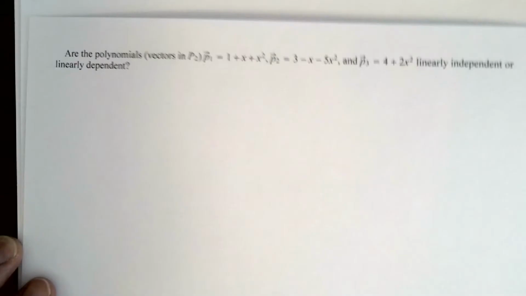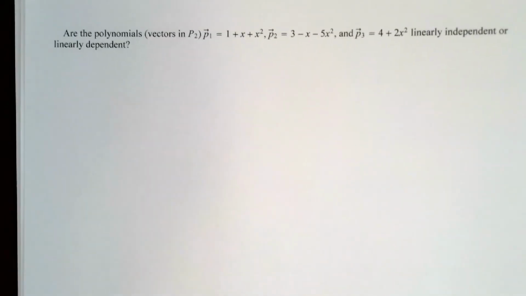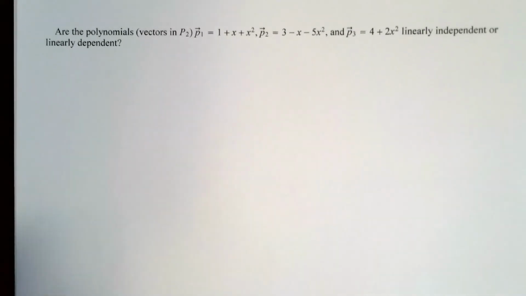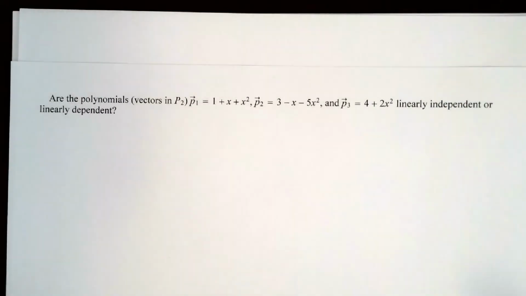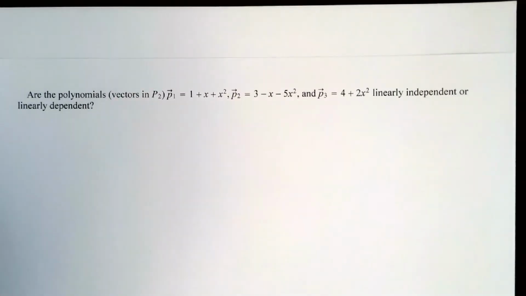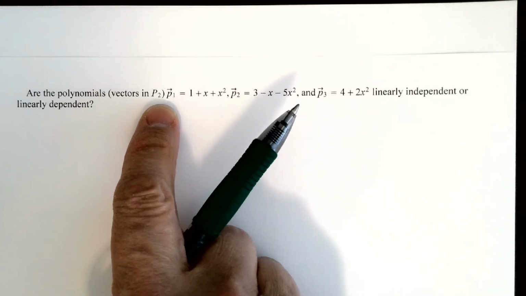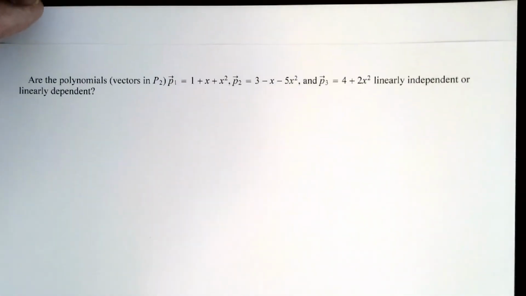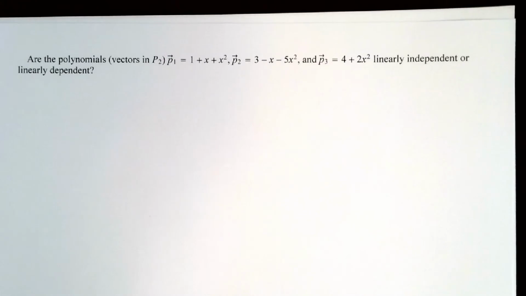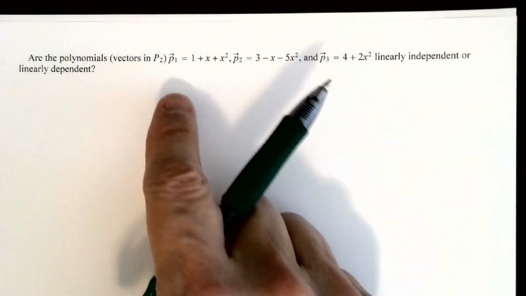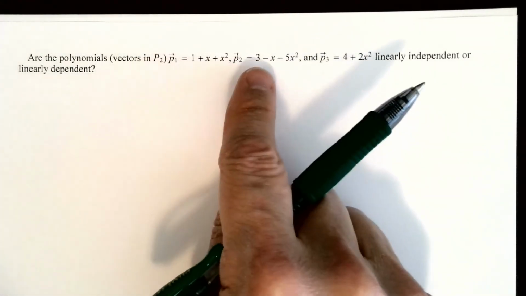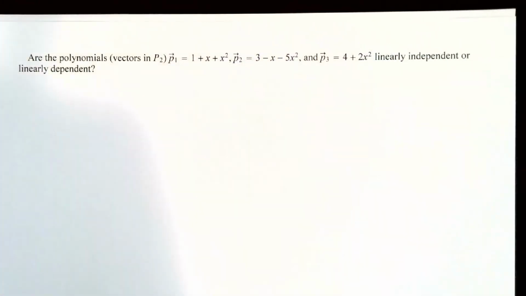We'll close with an example of determining linear independence for a set of vectors in a different sort of vector space. So remember we've talked about P sub 2. What is P sub 2? The set of all polynomials of degree 2 or less. That forms a vector space. And so I'm going to take a look at this. Here are my 3 polynomials in P sub 2. Are they linearly independent or linearly dependent?